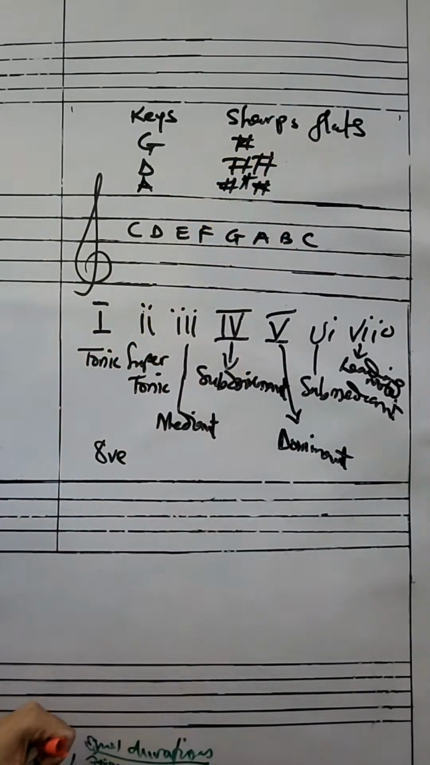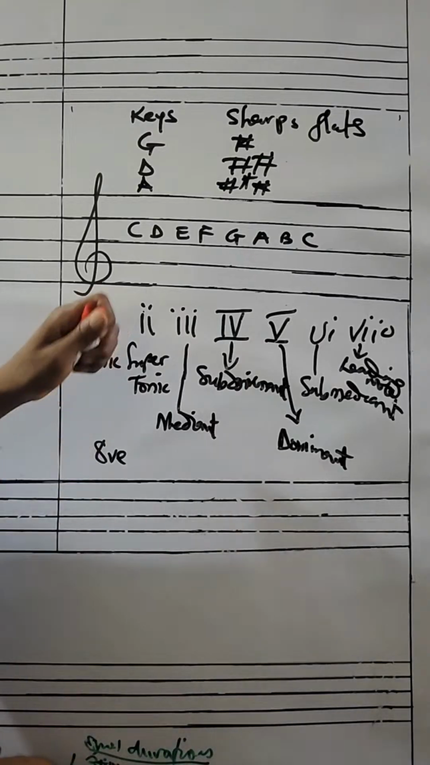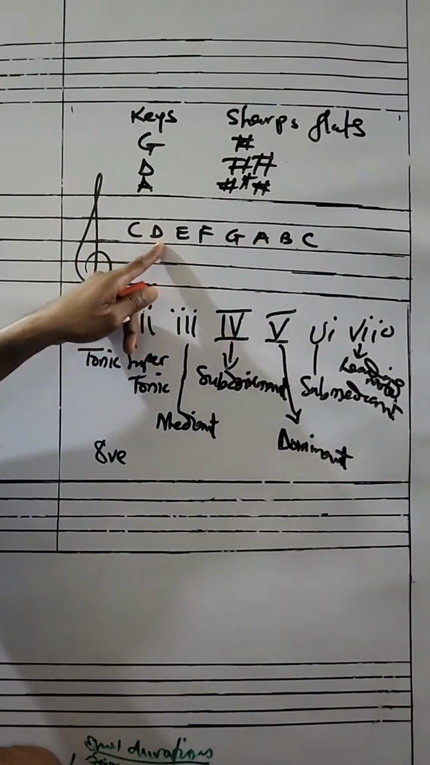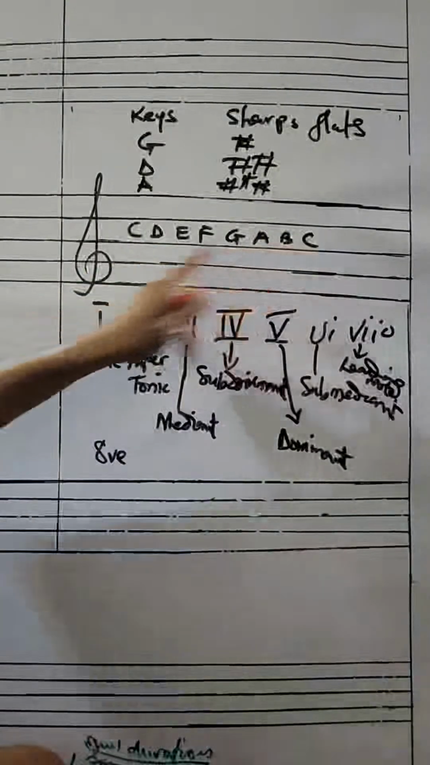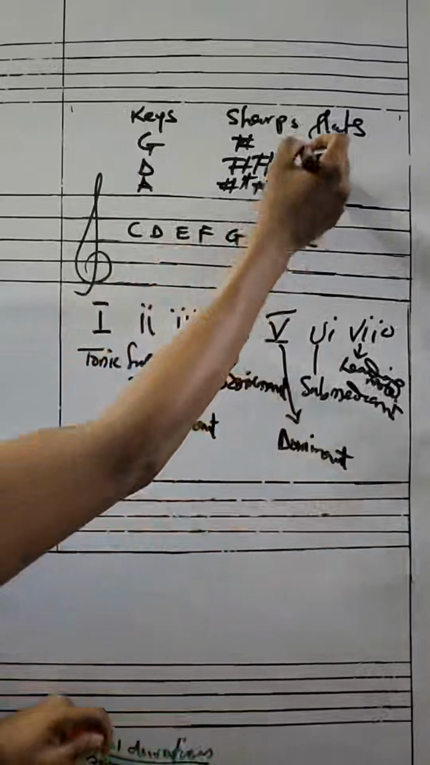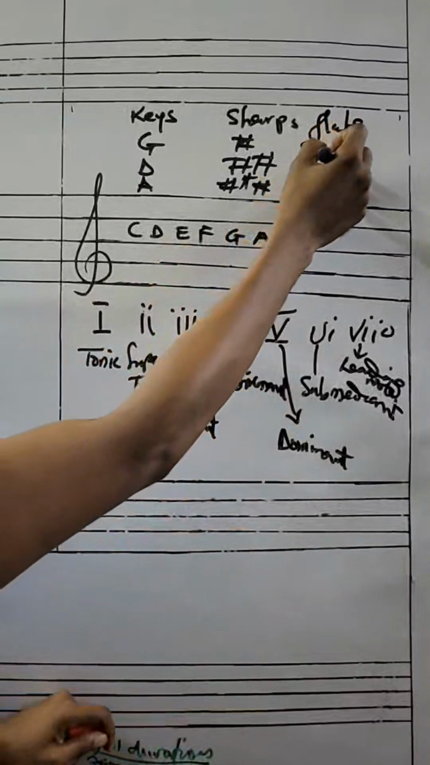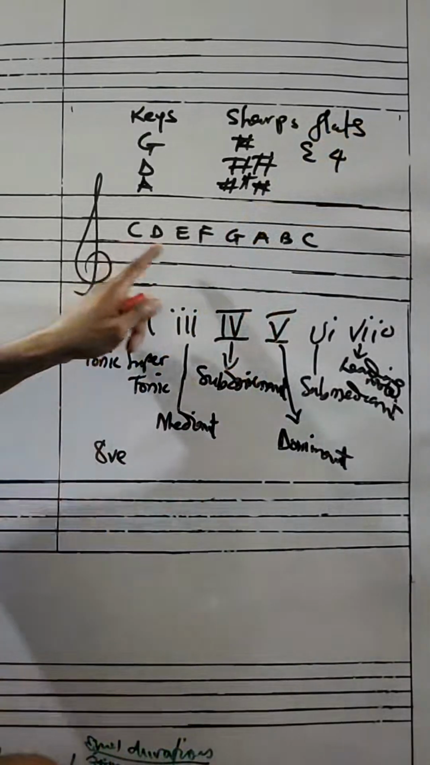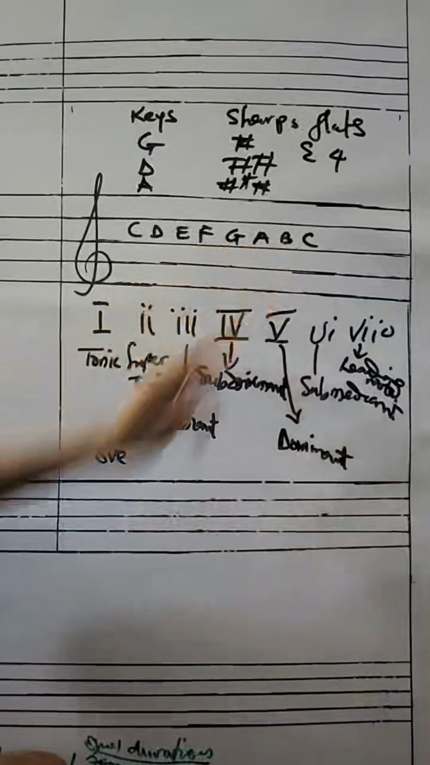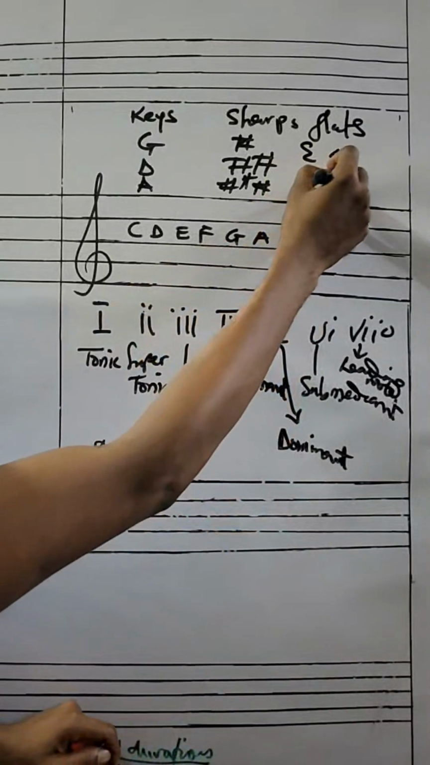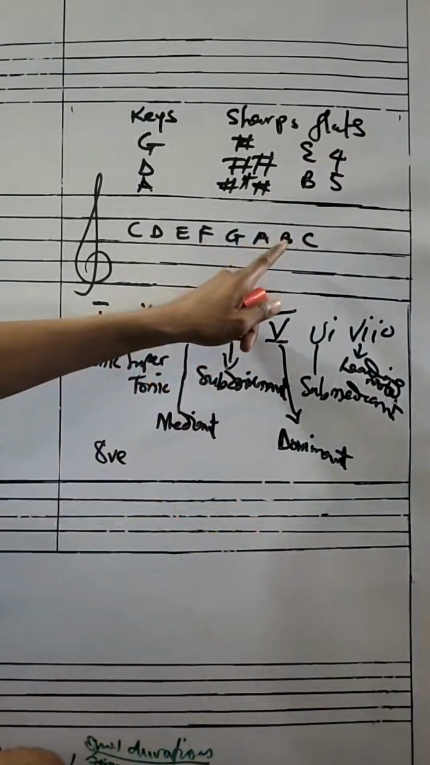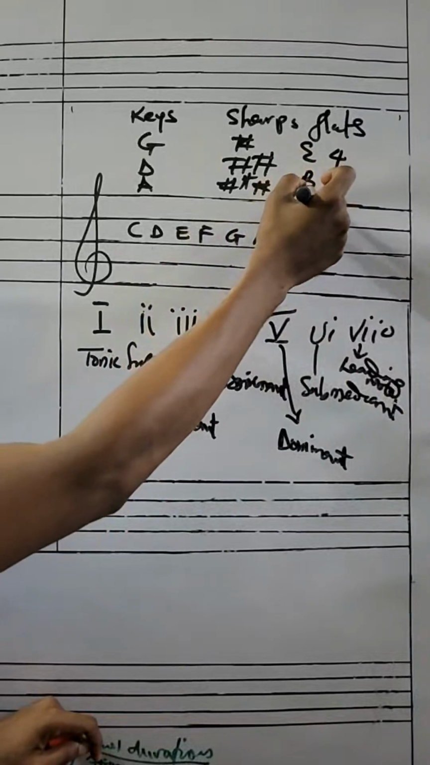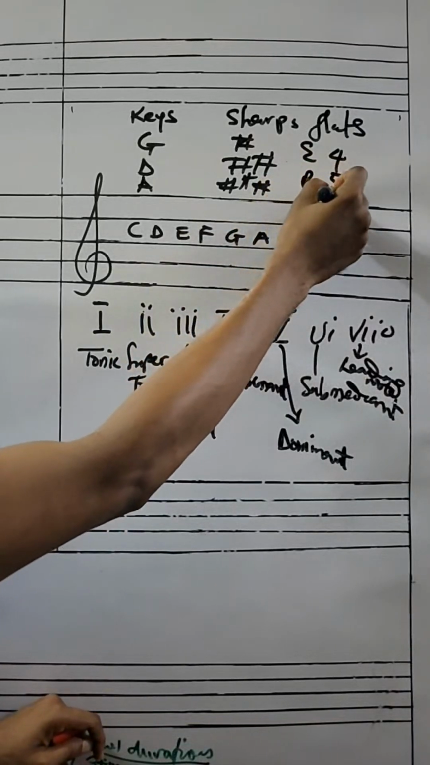3 sharps. Are you following? Now from A, I'll count 1, 2, 3, 4, 5. My key E has 4 sharps. From E now, 1, 2, 3, 4, 5. My key B has 5 sharps. From B, 1, 2, 3, 4, 5. Now we already have F, so this is going to be F sharp. F sharp has 6 sharps.